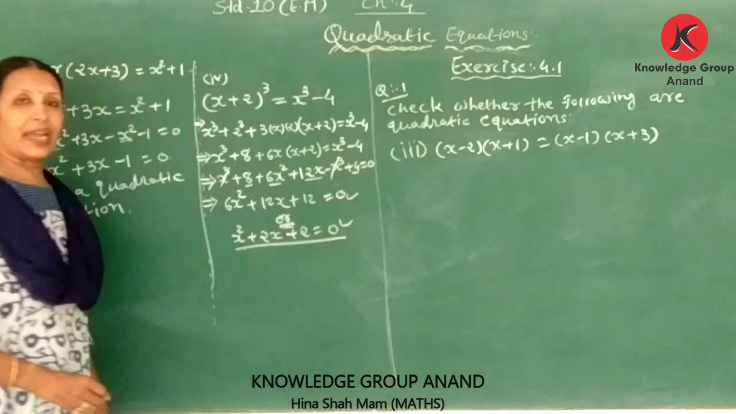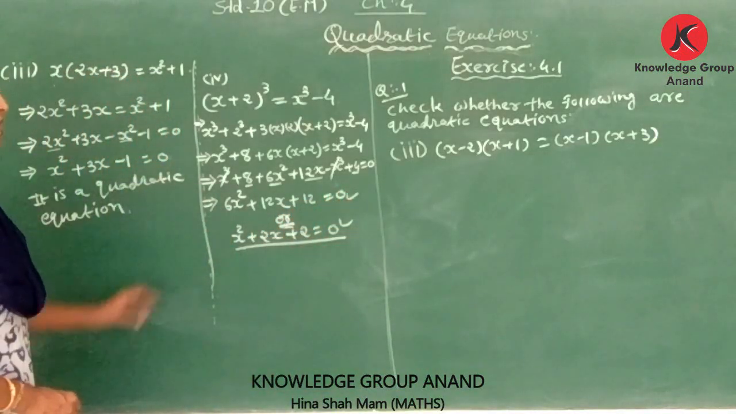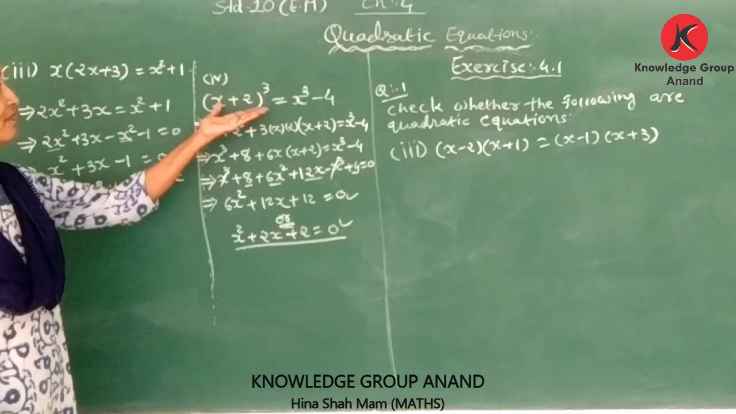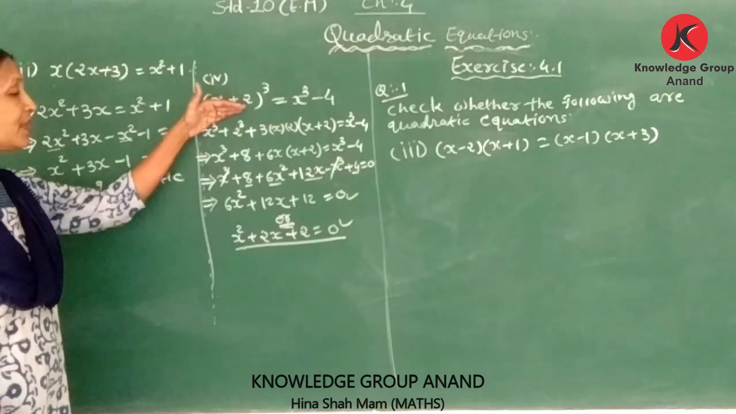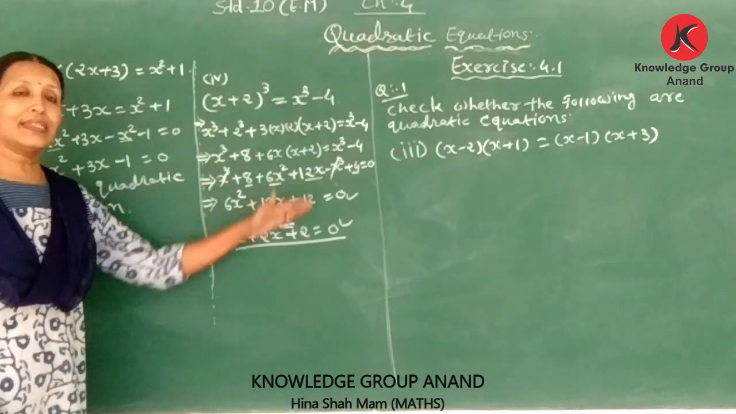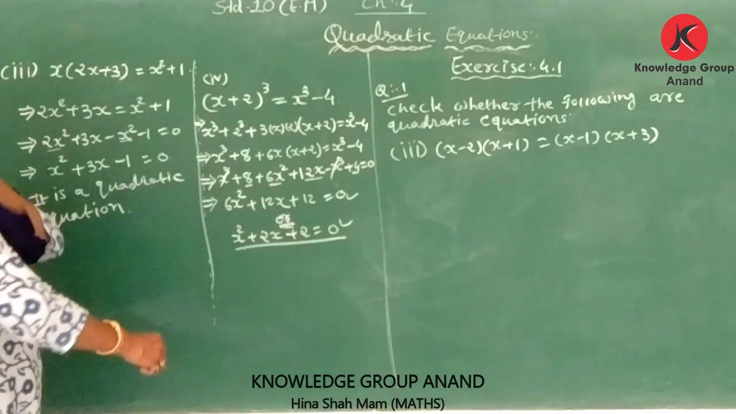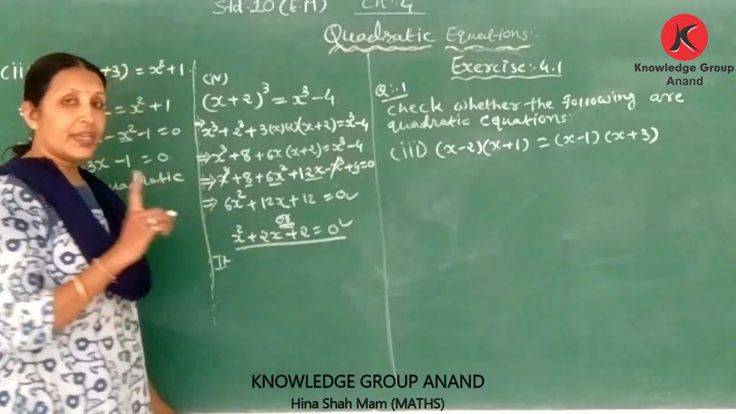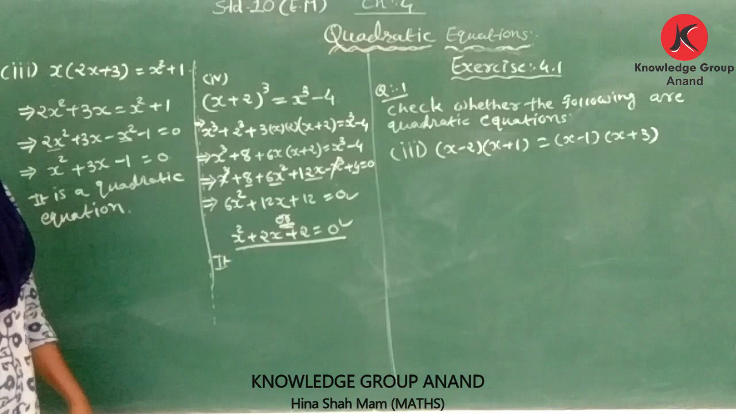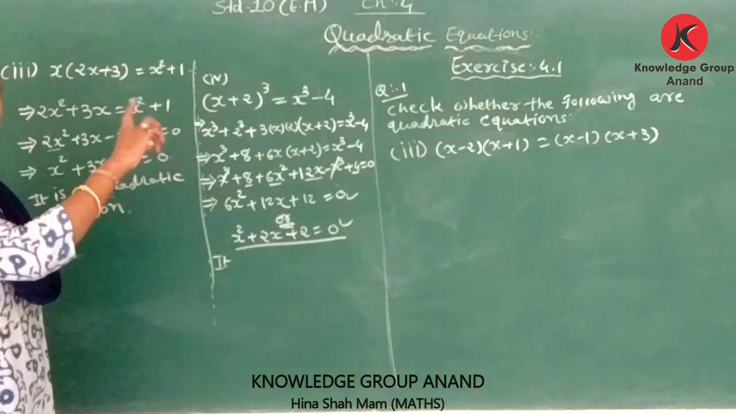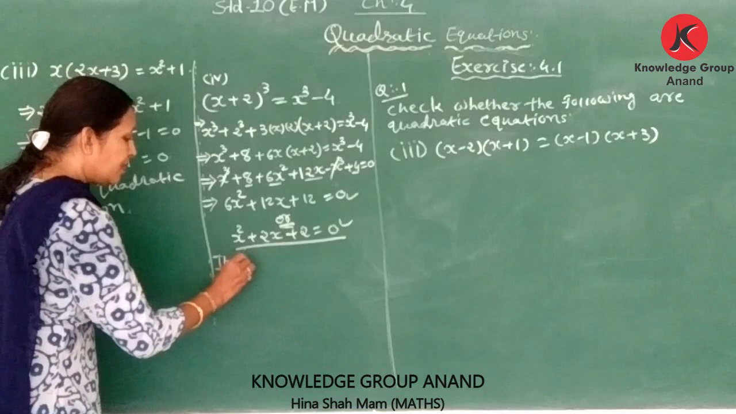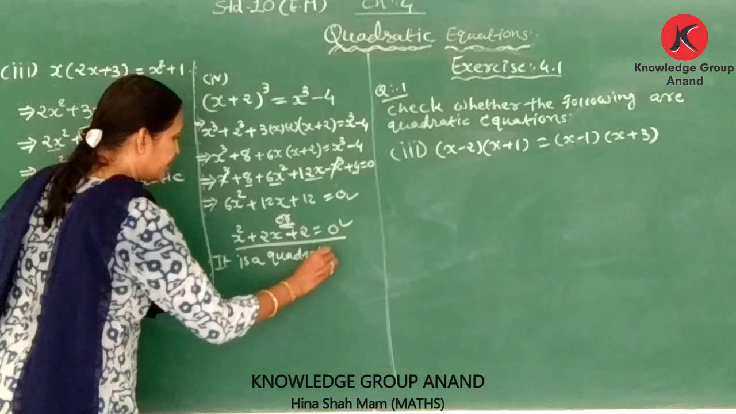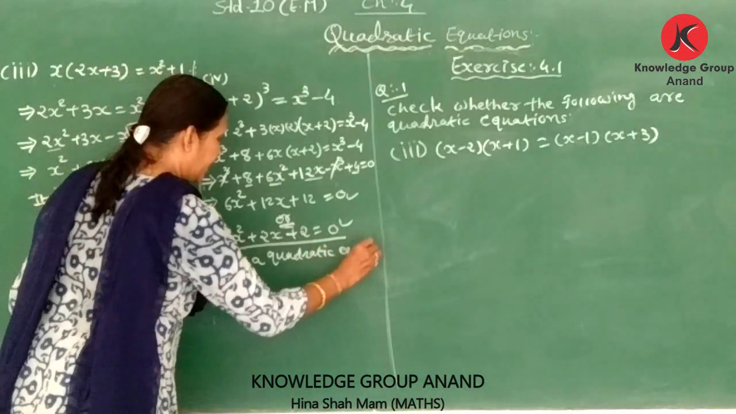Both are right. It is a quadratic equation. In this equation, we first say that it is a cubic equation, but we simplify this equation and then say it is a quadratic equation. First we simplify the equation before deciding whether it is a quadratic equation or not. It is a quadratic equation.